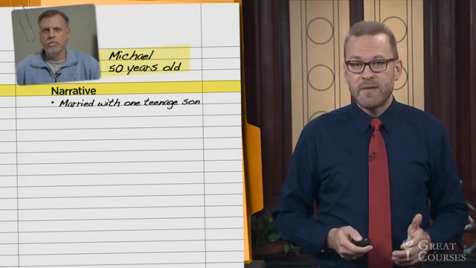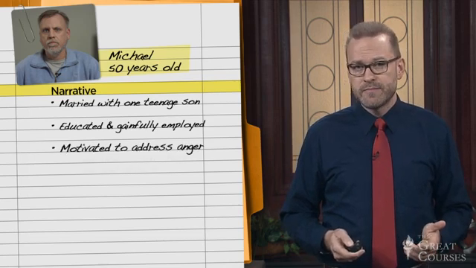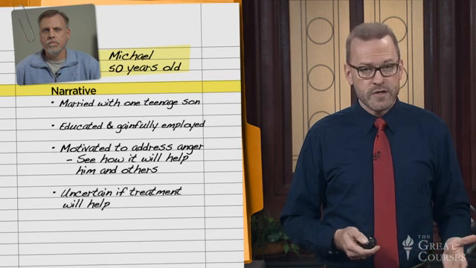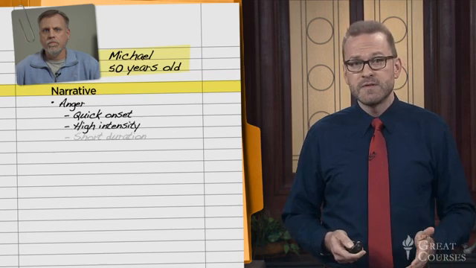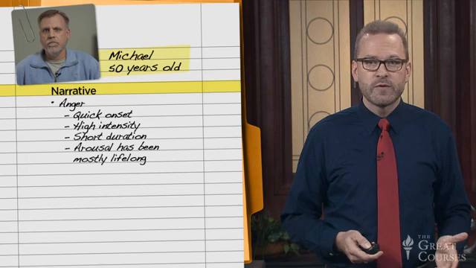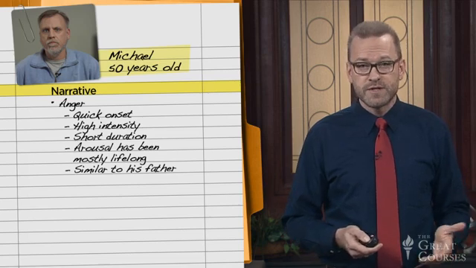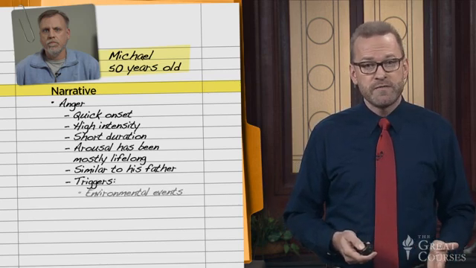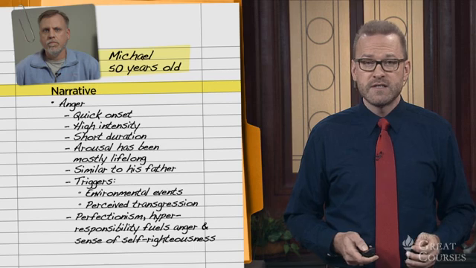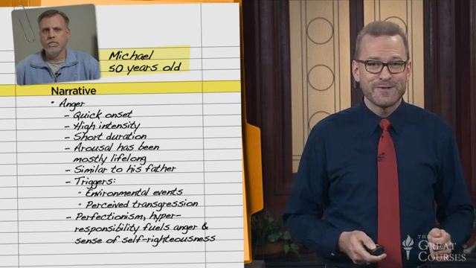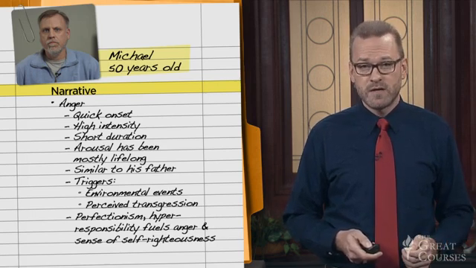Michael is a 50-year-old married man with one teenage son, educated and gainfully employed. He's motivated to address his anger and sees how it will help him and others. He's uncertain if treatment can help, but he's willing to try. His anger has a quick onset and high intensity, but often a short duration. This pattern of angry arousal has been mostly lifelong and is similar to the pattern displayed by his own father, much to Michael's chagrin. His anger is triggered by any number of environmental events, usually involving a perceived transgression. The combination of his perfectionism and his hyper-responsibility, he must be the enforcer, further fuels his anger and his sense of self-righteousness, all in accord with the traditional cognitive model of anger.